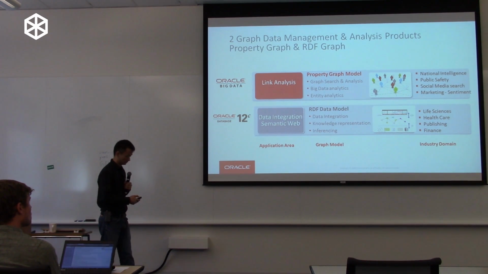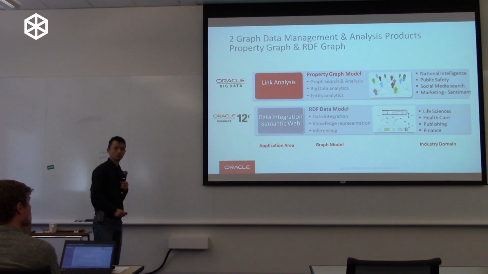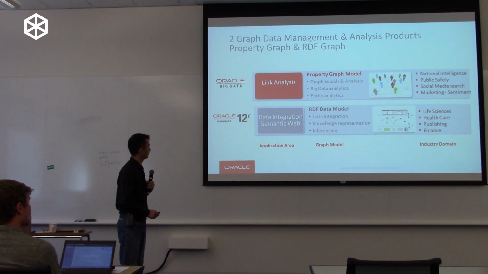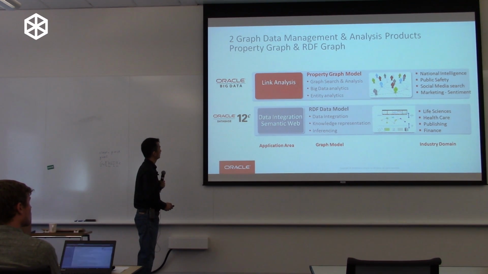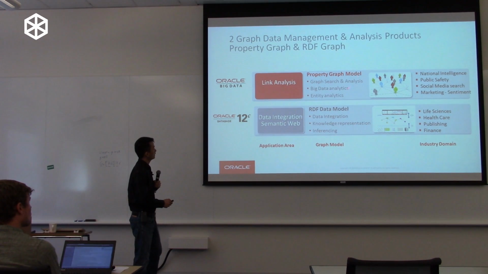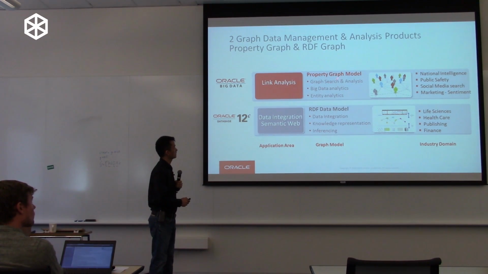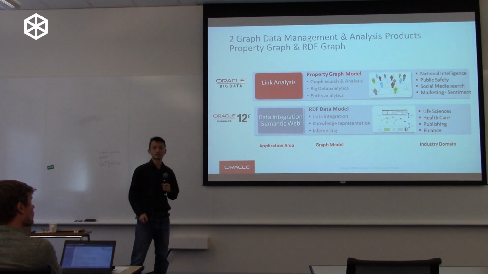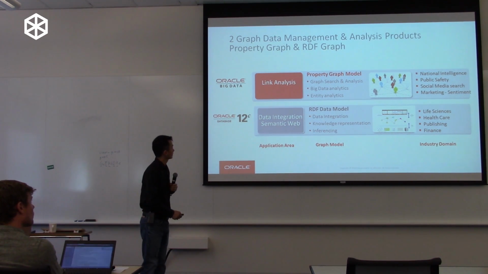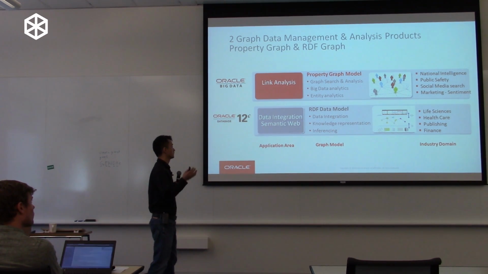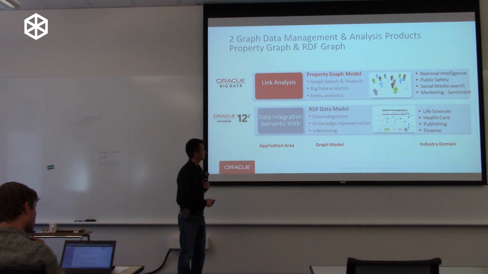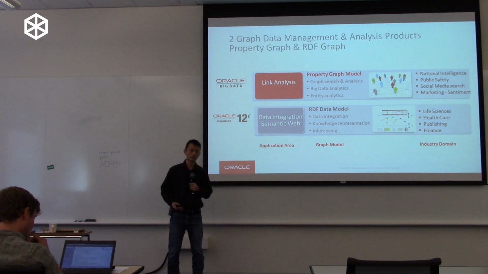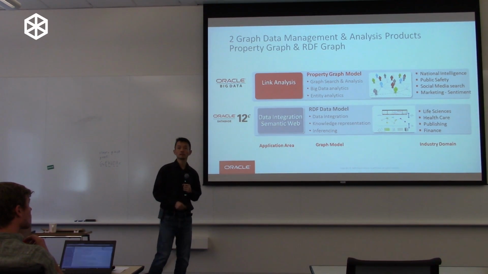So at Oracle, we are supporting these two graph data models. There's a little bit of a difference in their use cases, right? For the property graph data model, we tend to use it for graph search and graph analysis. For the RDF data model, because of the URI, because of the semantics, it's better suited for knowledge representation, knowledge discovery, and data integration.